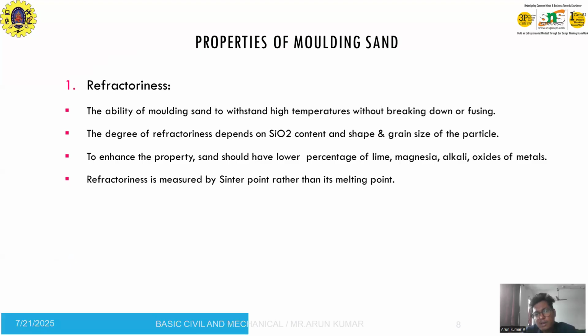So these are some important properties of the molding sand. Refractoriness is the ability of the molding sand to withstand high temperature without breaking down or fusing. The degree of refractoriness depends upon the silicon dioxide content and the shape of the grain particles. To enhance the property, the sand should have a lower percentage of lime, manganese, alkali and oxides of the metals. The refractoriness is measured by the sintering point rather than its melting point.